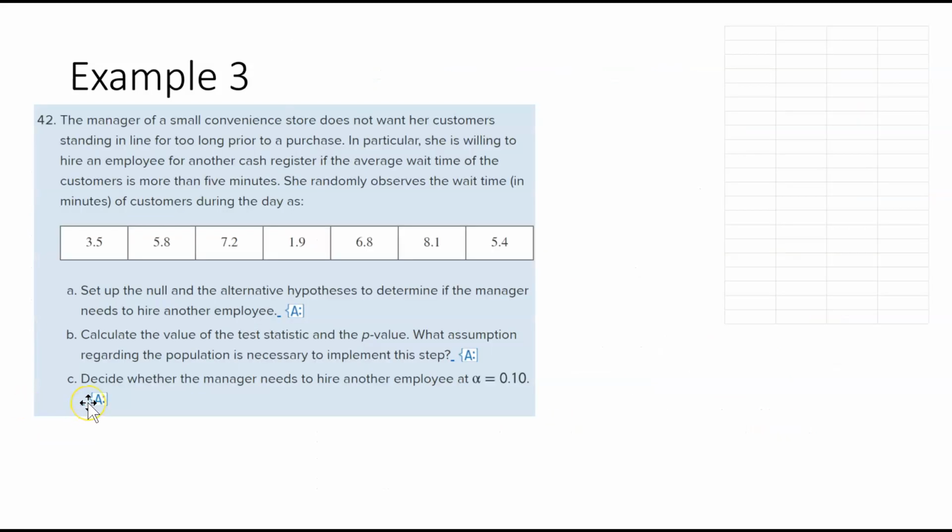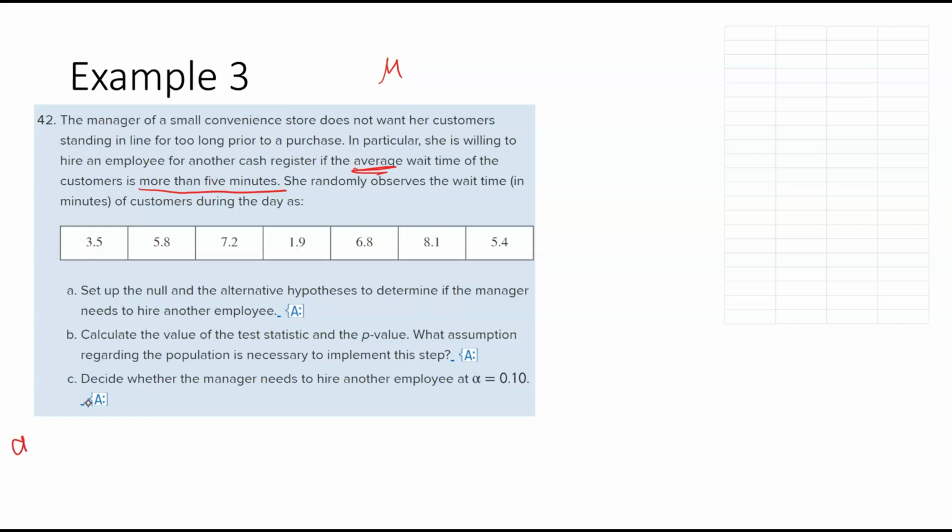So the manager of a small convenience store does not want her customers standing in line for too long prior to a purchase. In particular, she is willing to hire an employee for another cash register if the average wait time, so we're talking about mu, is more than 5 minutes. She randomly observes the wait time, and here we go.